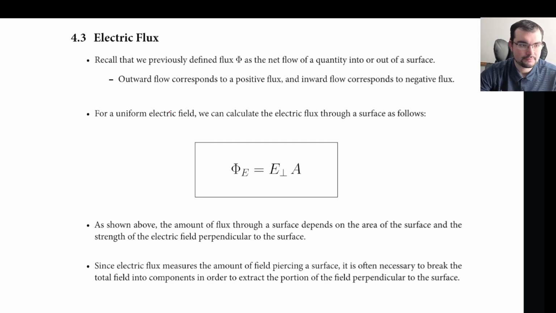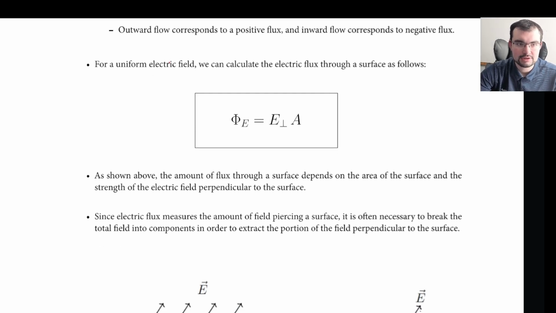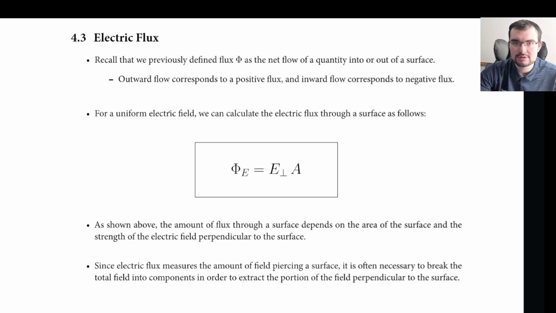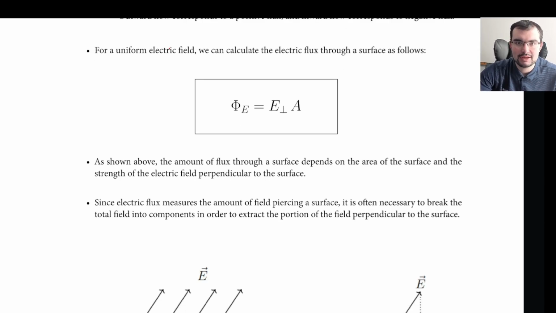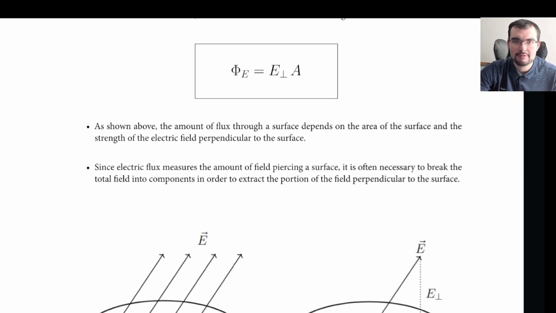field. And for some conventions, if our surface is closed, meaning it has an inside and an outside, we'll say that fields that are exiting a surface generate positive flux sources, and fields that are entering a surface generate negative flux. That would be your sinks.